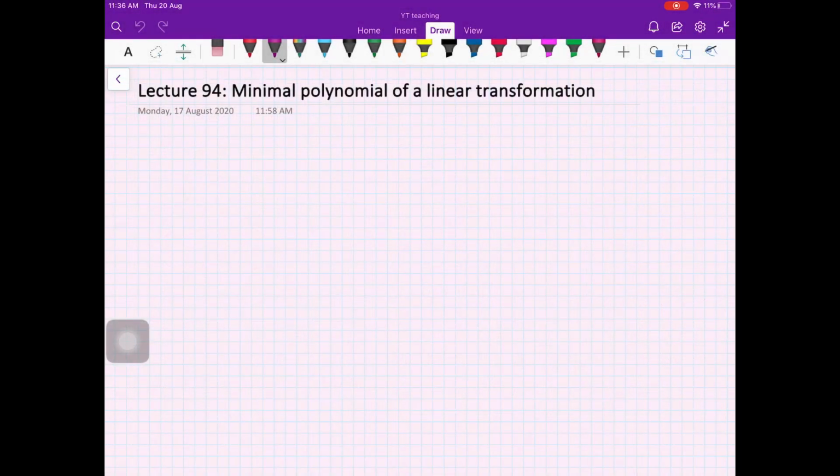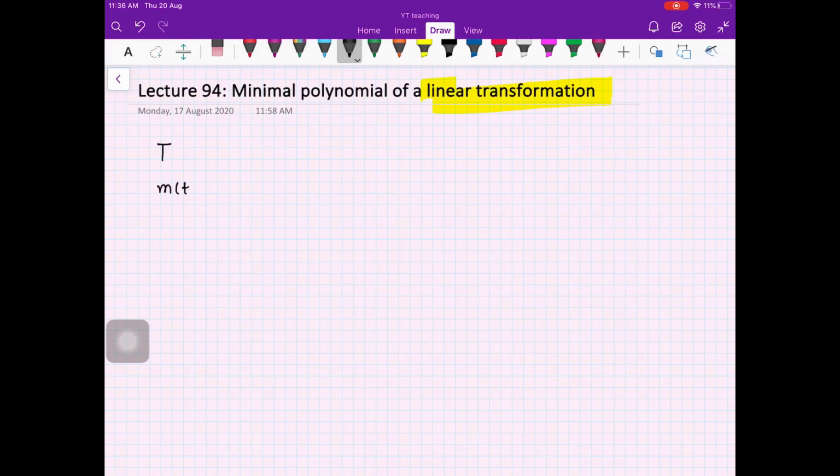In the last few videos we were talking about the minimal polynomial of a matrix. In this video we'll be talking about the minimal polynomial of a linear transformation. So let me write down the definition. The definition is the same. Suppose you have a linear transformation T.